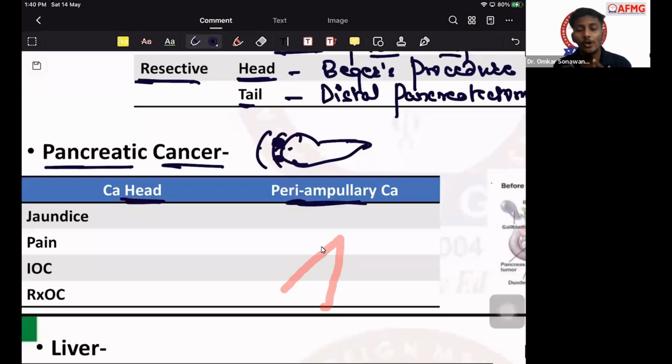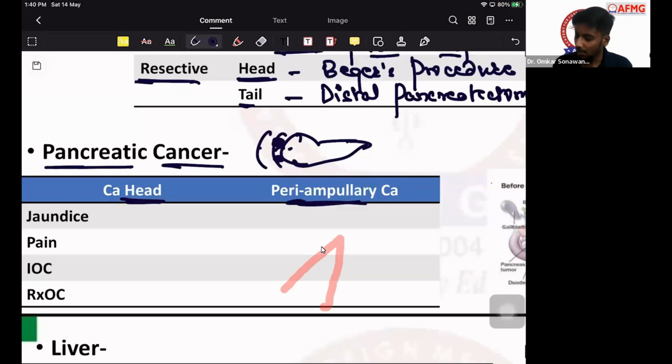I hope all of you are quite aware that the main pancreatic duct opens into the second part of the duodenum via a space which is called the ampulla of Vater. At this position, if there is cancer, that is what is called a periampullary cancer. Within 2 centimeters of this ampulla of Vater, any cancer is termed periampullary cancer.